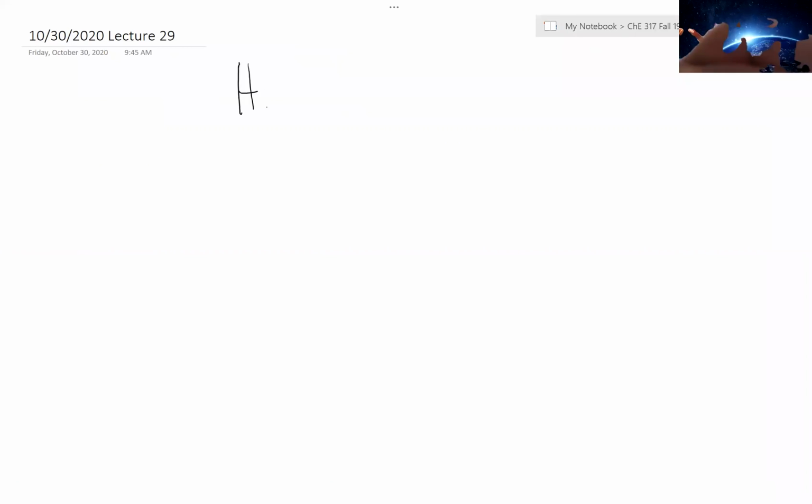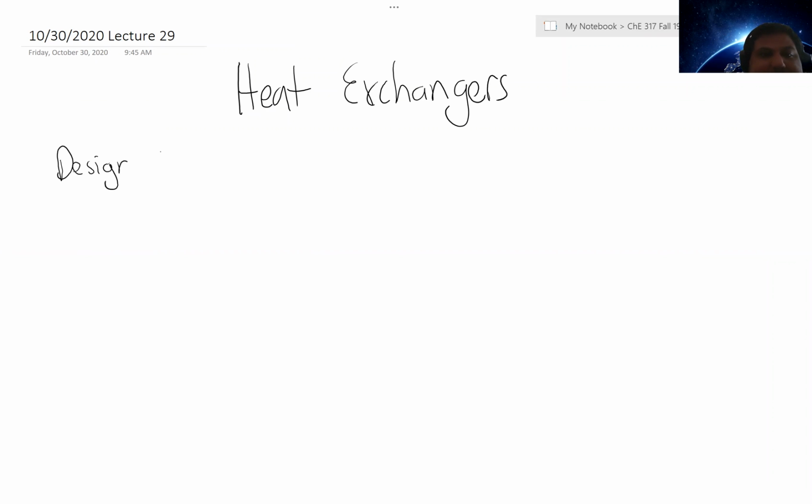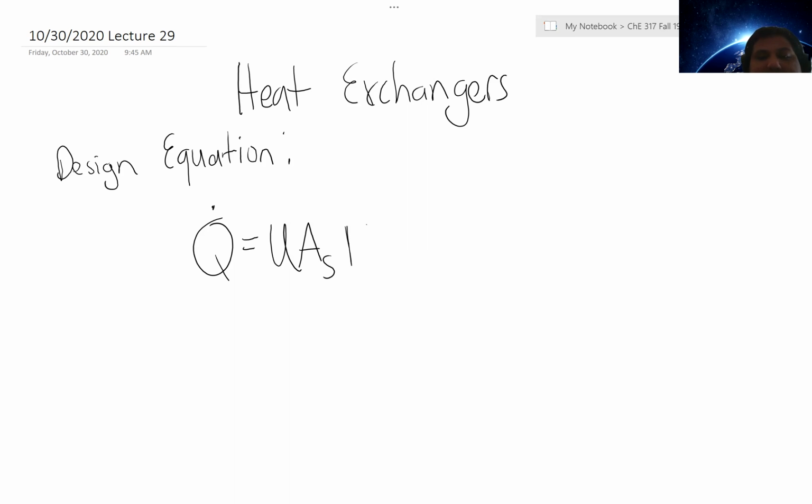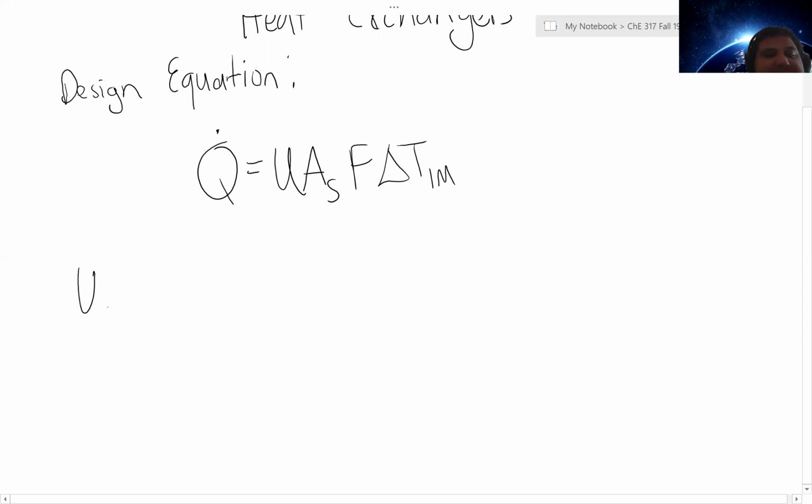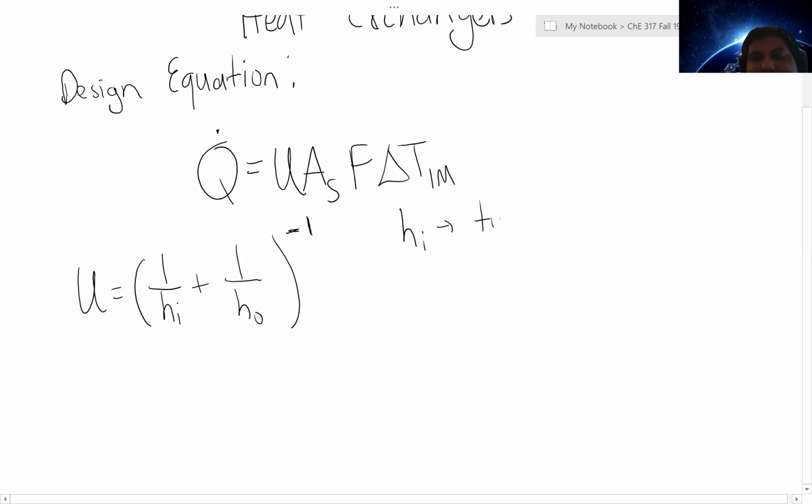So from last time in our discussion of heat exchangers, we have been taking a look at the design equation for heat exchangers, which states that the heat transfer rate in a heat exchanger can be calculated by knowing the overall heat transfer coefficient U, the surface area of the heat exchanger, the corrective factor F for the log mean temperature driving force, or delta T log mean. And last time on Wednesday, we talked about calculating U as a function of mainly the inside and outside heat transfer coefficient. The inside heat transfer coefficient we call the tube side heat transfer coefficient, and h_o would be the shell side if we're talking about a shell and tube heat exchanger.